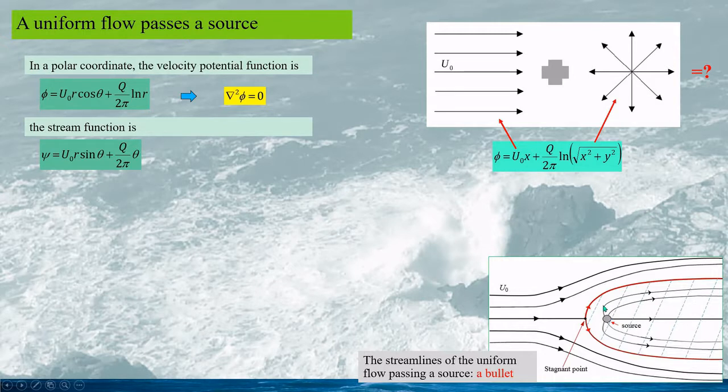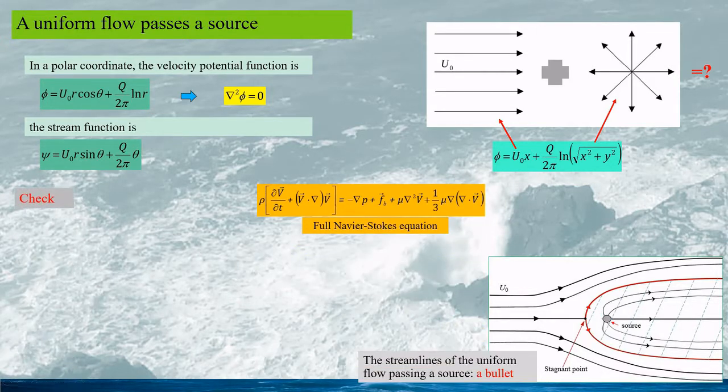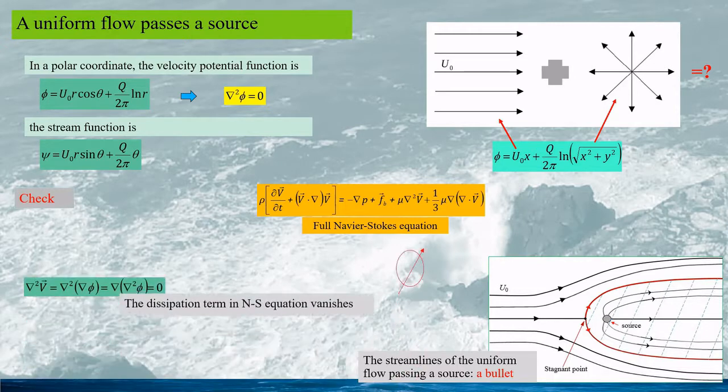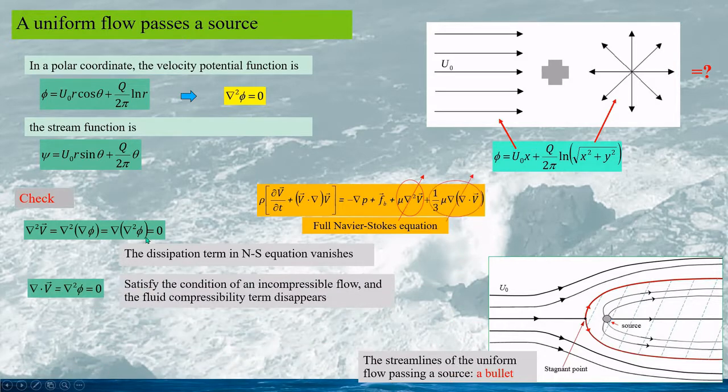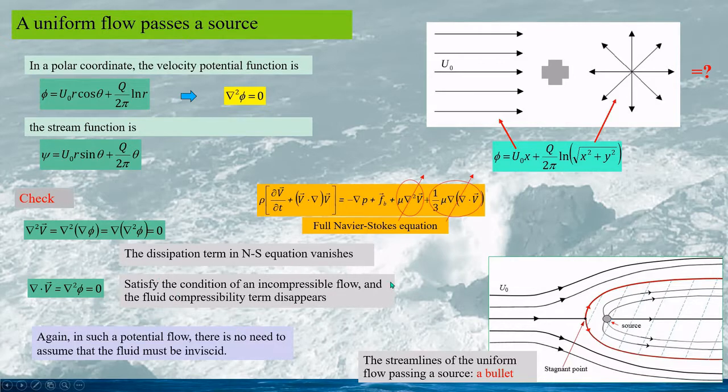The size of the bullet structure is determined by the velocity of the uniform flow and the strength of the source. And we can easily check that the last two terms in the Navier-Stokes equation are zero for such flow. Since for the dissipation term we have this, and for the compressibility term we have this. And again, in such a potential flow, there is no need to assume that the fluid must be inviscid.